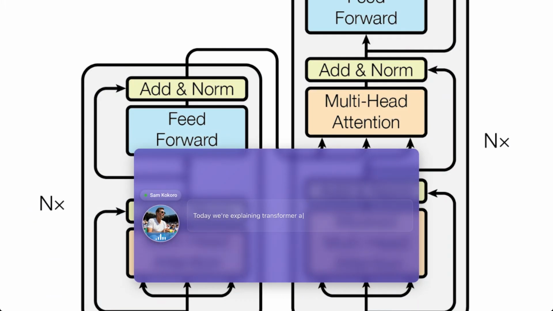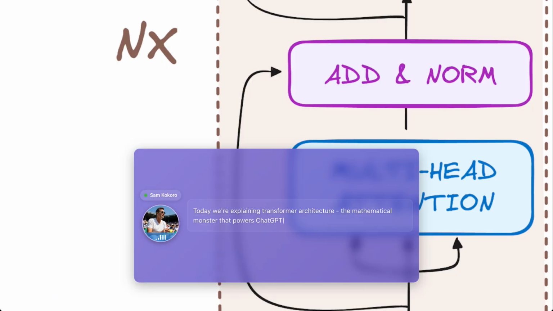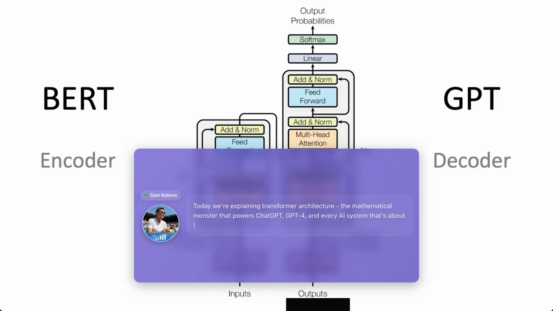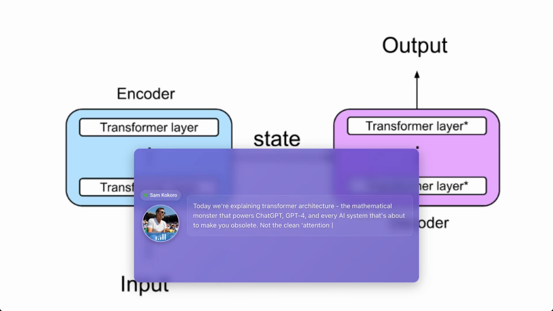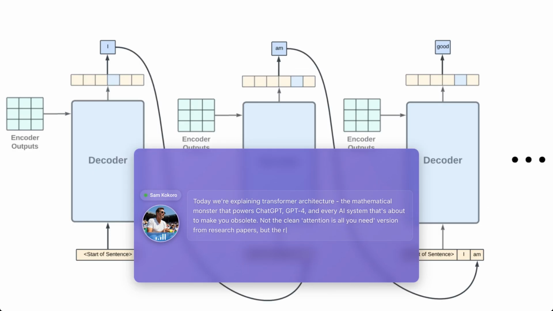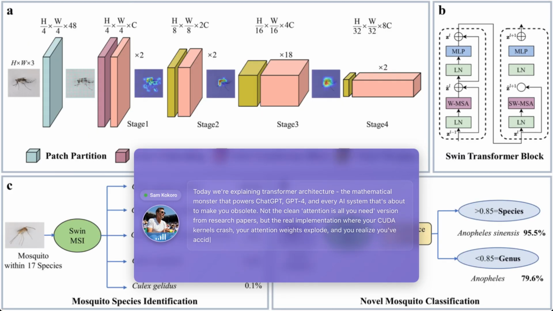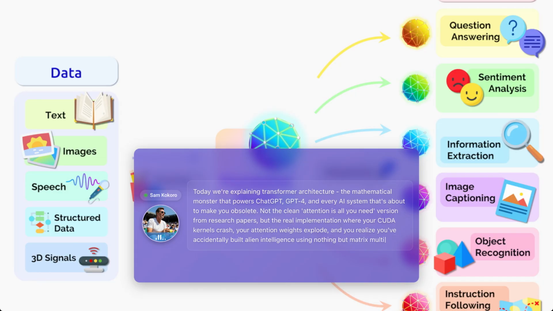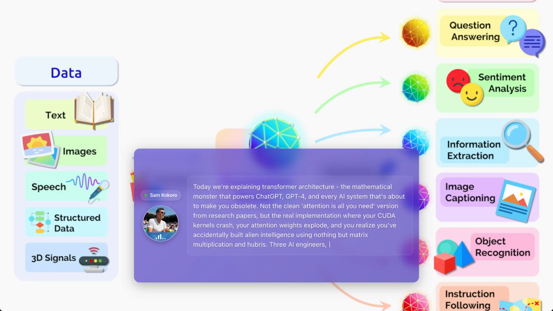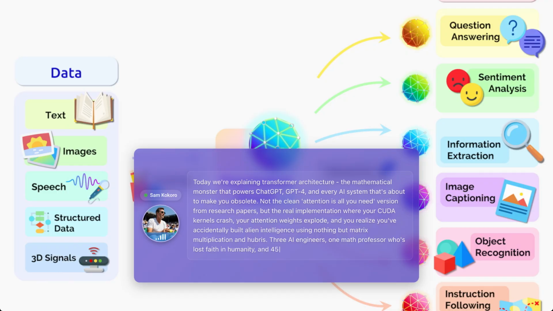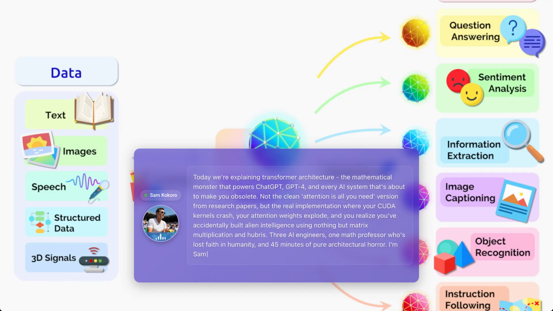Today we're explaining transformer architecture, the mathematical monster that powers ChatGPT, GPT-4, and every AI system that's about to make you obsolete. Not the clean "Attention Is All You Need" version from research papers, but the real implementation where your CUDA kernels crash, your attention weights explode, and you realize you've accidentally built alien intelligence using nothing but matrix multiplication and hubris. 3 AI engineers, 1 math professor who's lost faith in humanity, and 45 minutes of pure architectural horror.